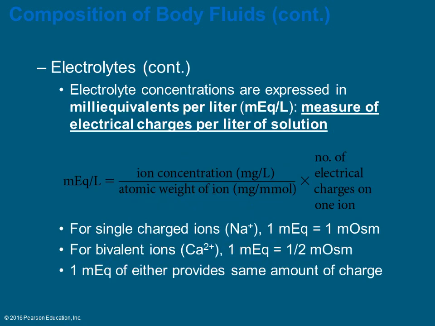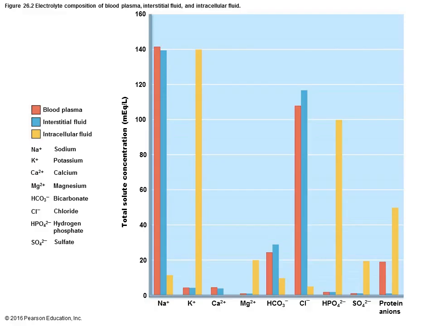The electrolyte concentrations, you can measure that. Like I said, you could hook up equipment and measure it. This diagram hopefully will bring back some memories from A&P 1. It is showing you 4 different ions and where they're located under normal conditions in the body, in which of the fluids. The red is blood plasma, the blue is interstitial fluid, and the yellow is intracellular fluid.